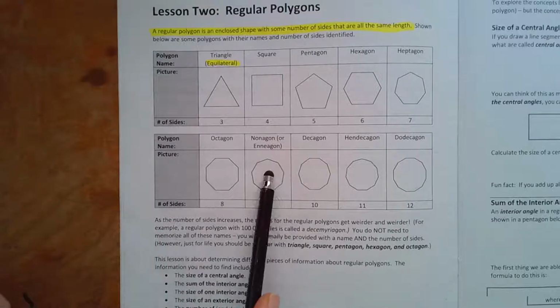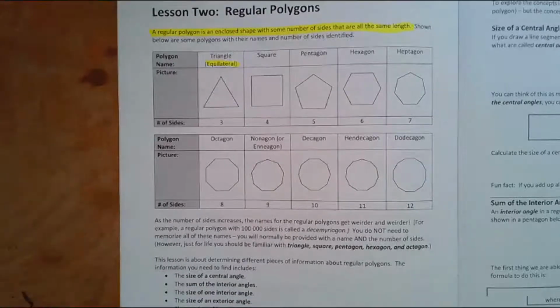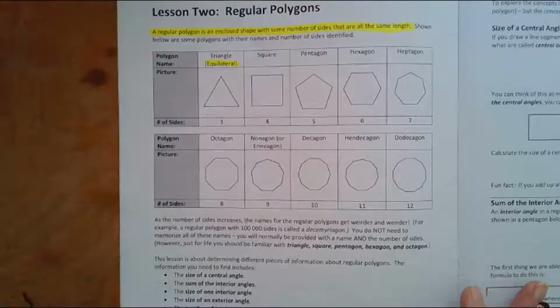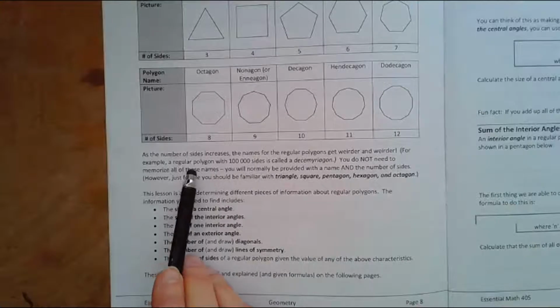So when we're talking about regular polygons, certain characteristics are common to the shapes, no matter what the size. Today I'm going to talk about central angles and interior angles. And then I'm going to stop my discussion for today, and I'm going to divide up the work accordingly. So let's just move down the page.